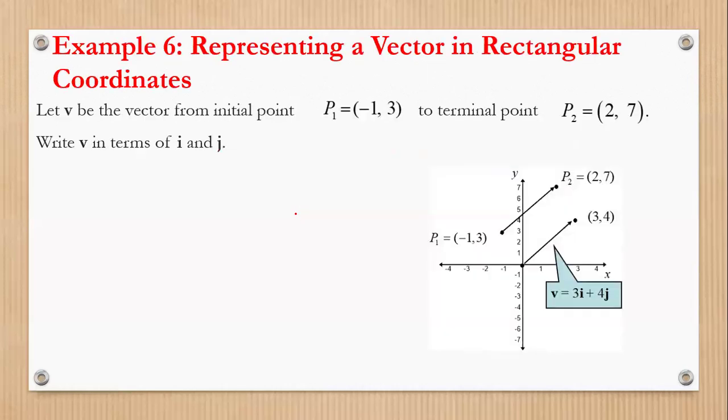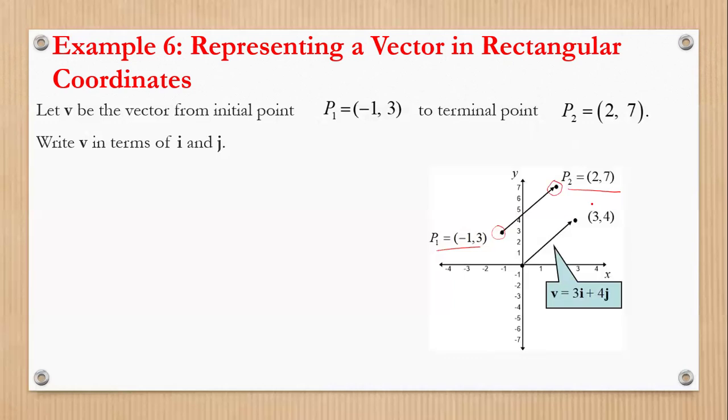For example, let v be the vector from the initial point of (-1, 3) and the terminal point of (2, 7). And you can see the vectors in the picture. It says write this vector in terms of i and j. Okay, so if you want to write these vectors in terms of i and j, you just need to find the component of the vector first. Right now, you just have the initial and terminal point.